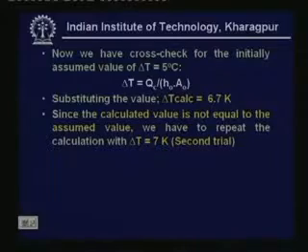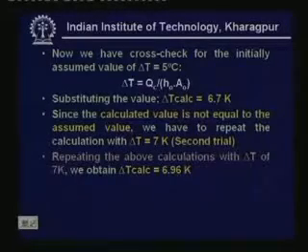So what we do is, as I said, since the calculated value is not equal to the assumed value, we have to repeat the calculation with delta T equal to 7 Kelvin. So this is the second trial. Once you assume delta T as 7 Kelvin, again you have to find out H naught, because H naught is expressed in terms of delta T.